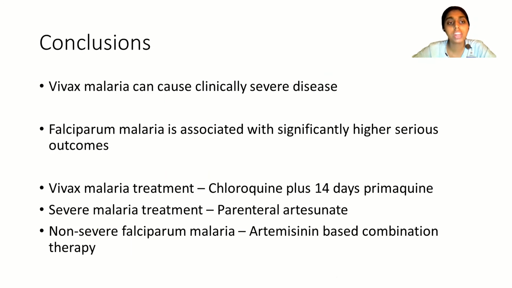So at the end of our presentation and our study, we conclude that malaria continues to be present, and we continue to see malaria. Vivax malaria can cause clinically severe disease. Falciparum malaria is associated with significantly higher serious outcomes. The treatment of choice for Vivax malaria continues to be chloroquine, followed by 14 days of radical curative therapy with primaquine in chloroquine sensitive areas such as ours. And for falciparum malaria, be it severe or non-severe, artesunate is the drug of choice, and patients can be treated with initial parenteral artesunate, which can later be converted to artemisinin-based combination therapy once the patients are able to tolerate orally.